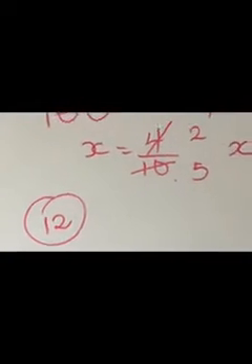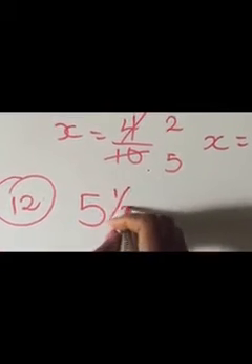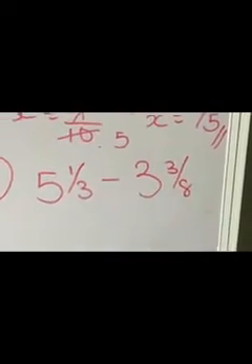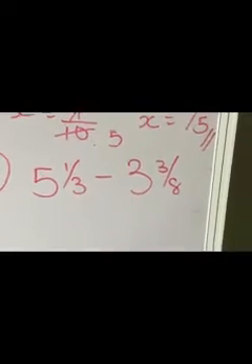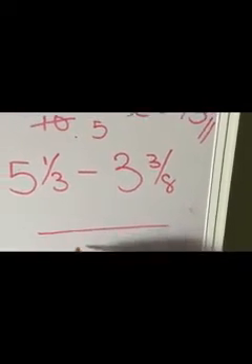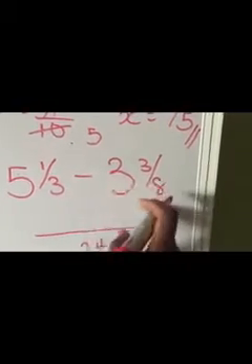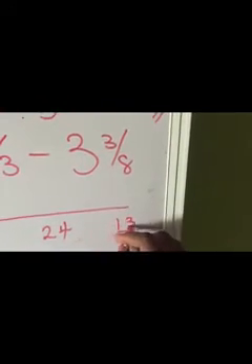The question says, by how much is 5 whole number 1 over 3 greater than 3 whole number 3 over 8? That is, we want to know the difference between 5 whole number 1 over 3 and 3 whole number 3 over 8. We look for the LCM. The LCM of 3 and 8 is 24. You can always just multiply them if you don't have any multiple, or you can look for the LCM in this way.